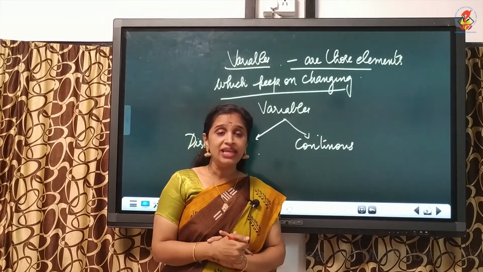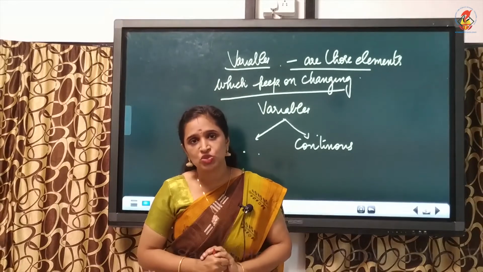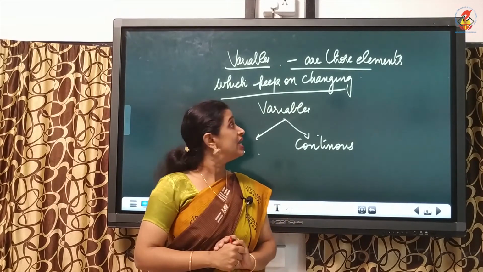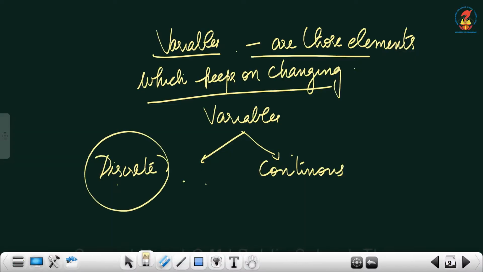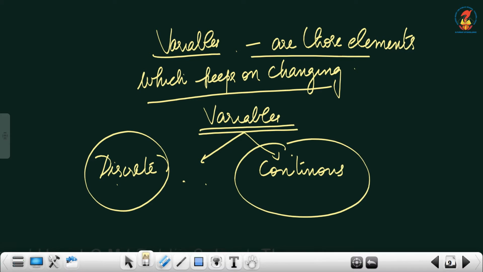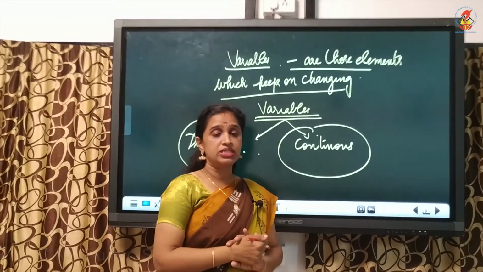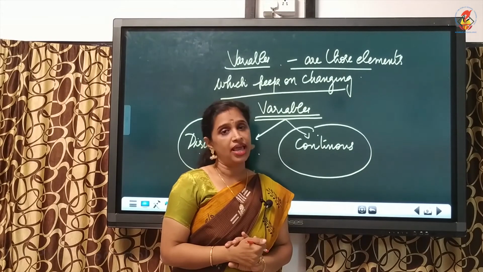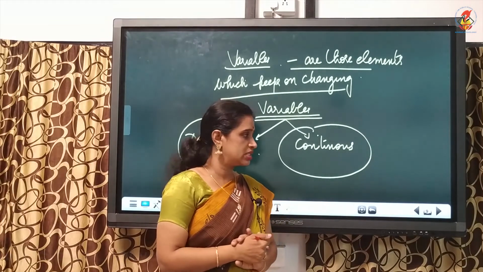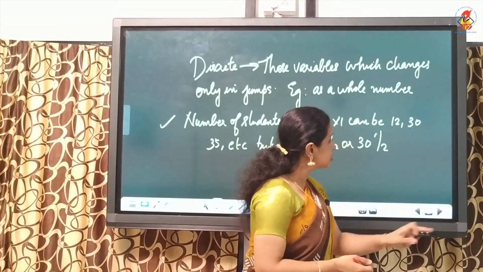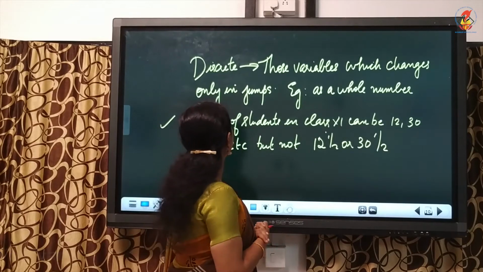Now mainly 2 types of variables we have to learn. They are discrete variables and continuous variables. So remember, 2 main categories of variables are discrete variables and continuous variables. Now let us see what are discrete variables and what are continuous variables.